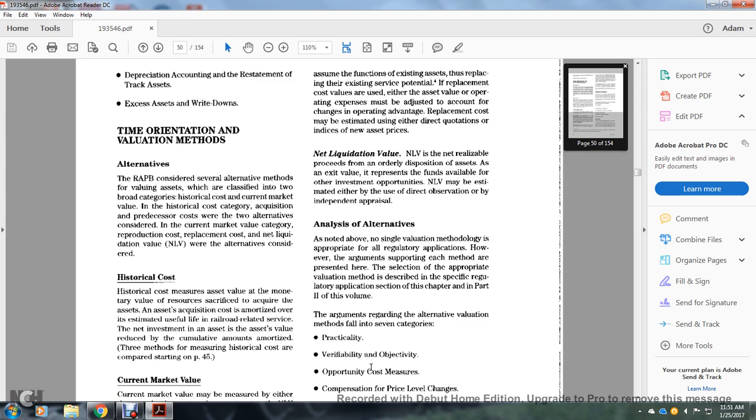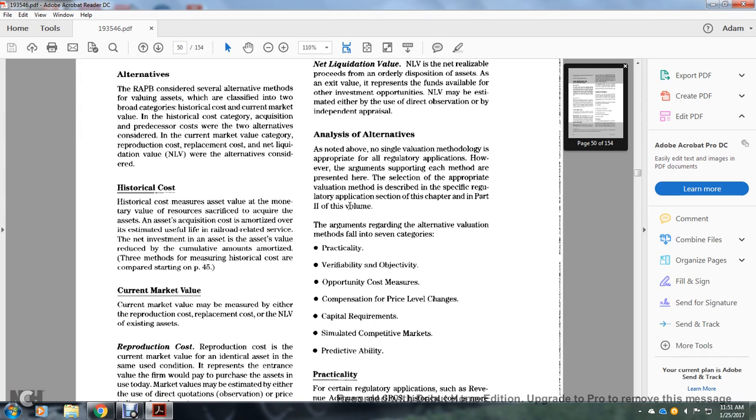price. Net liquidation value, the NLV, is the net proceeds from the ordinary disposition of the asset. The existing value would represent the funds available for other investment opportunities, and liquidation value may be estimated either by direct observation or independent appraisal.